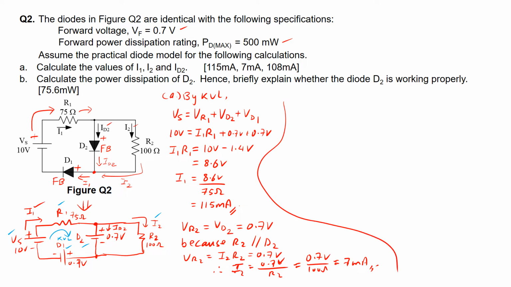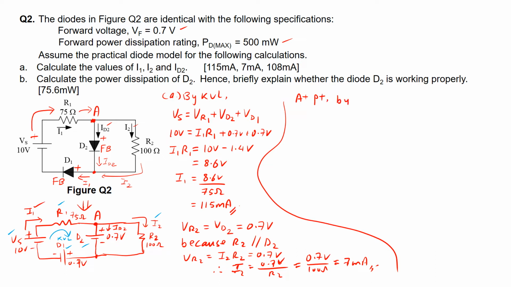Next, we proceed to find the current of ID2. To find the current of ID2, we place a point here, which will be called point A. It's actually this point here. This is point A. At point A, we can do a KCL.